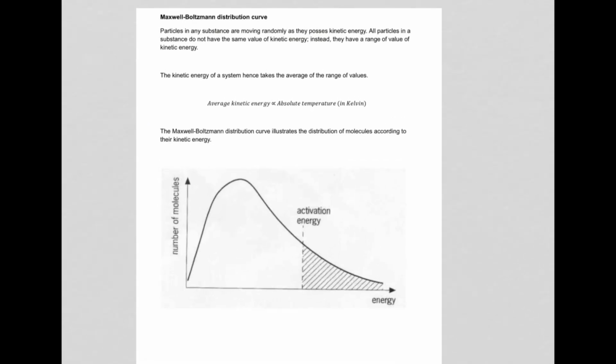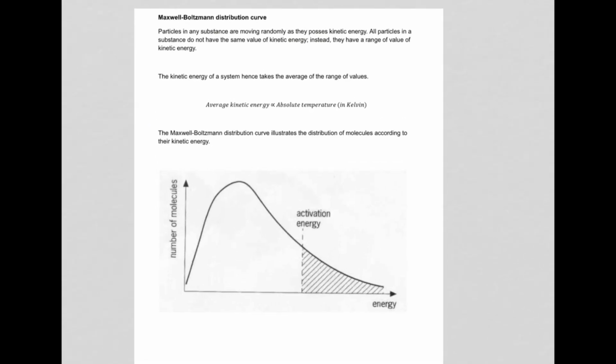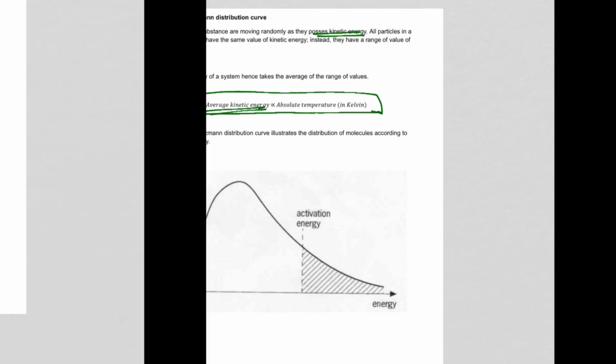Now, whenever we're looking at a substance, the particles of any substance are continuously moving because they all possess kinetic energy. But they don't all have the same kinetic energy. They have a range of values of kinetic energy. So average kinetic energy, so we are averaging the kinetic energy of all the particles. That average kinetic energy is directly proportional to the absolute temperature.